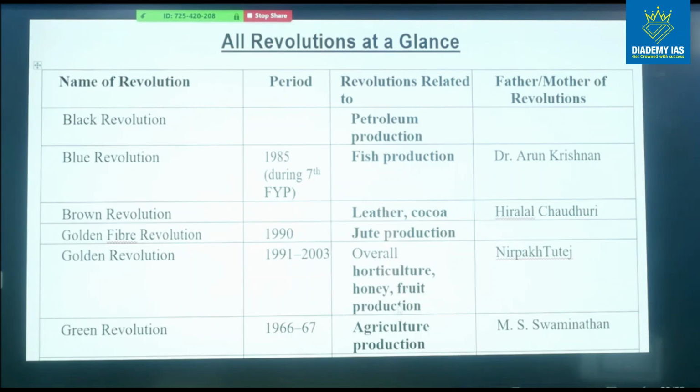For that, you should know which color belongs to which area, right? If you know the name of the area, then you can at least write the correct answer. So black revolution is for petroleum products, blue revolution is for fish, and it was introduced in 1985.